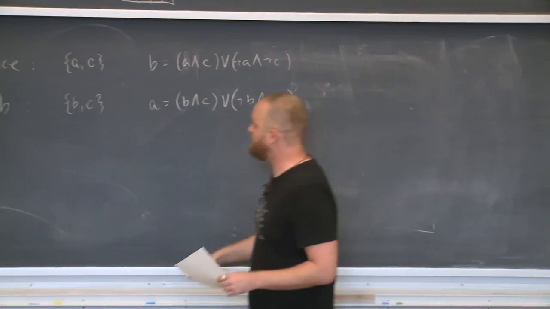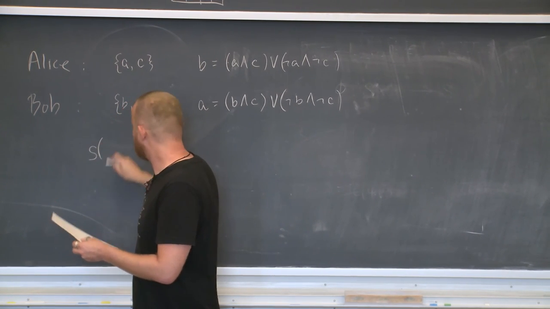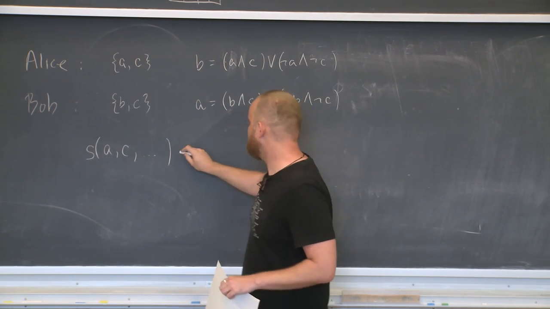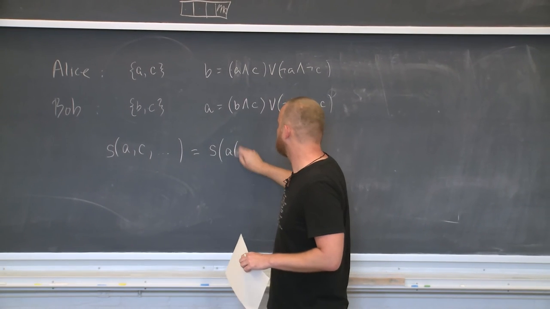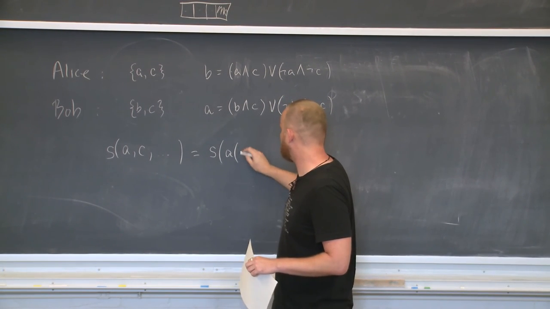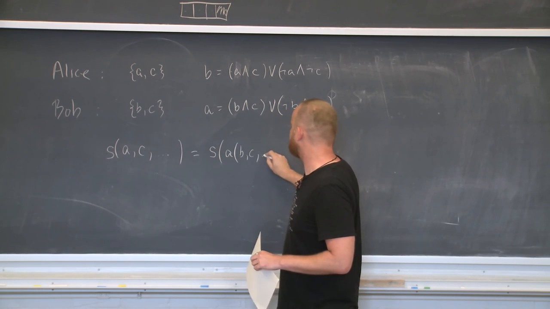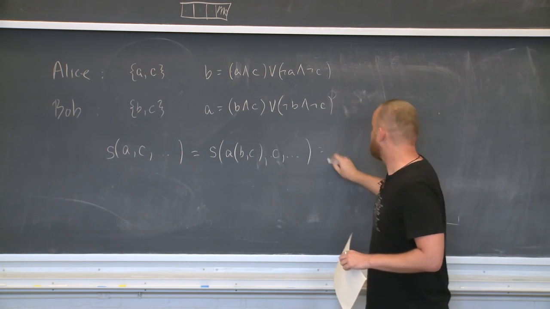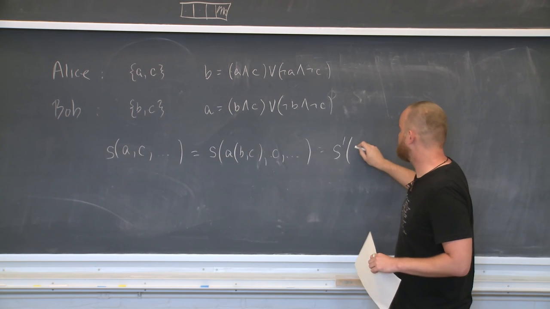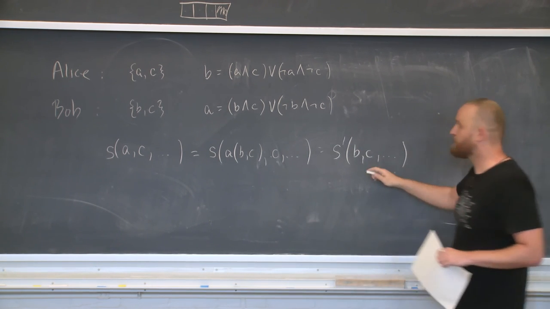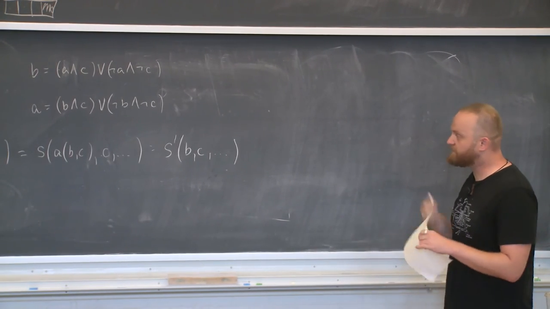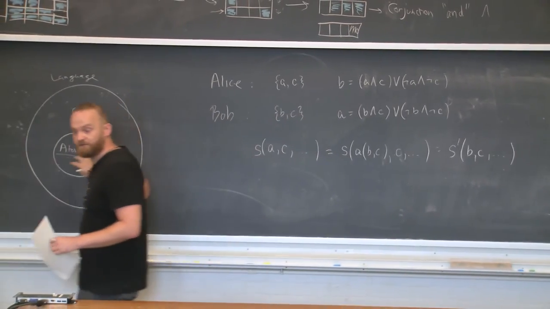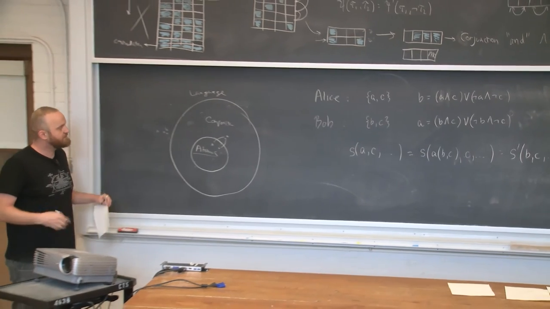As it turns out, for any statement that Alice makes using A and C, there will be another statement by Bob, where now A is a function of B and C, and possibly other things, that is equivalent to a statement that Bob can make. So this freedom in choosing the basis, the generators for your language, is there.